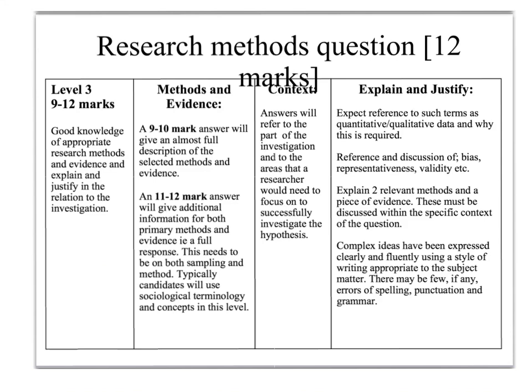And this is what you need to do. First of all, you need to have a good knowledge. You need to revise the keywords in the green booklet. You also, secondly, have to justify it in relation to the investigation, so you have to read the question carefully. Now, in terms of methods and evidence, for an 11 to 12 mark answer, you have to give primary and secondary evidence. You need to consider sampling and the method. And obviously you've got to use those keywords that you've revised from the green booklet. You have to refer to the investigation.